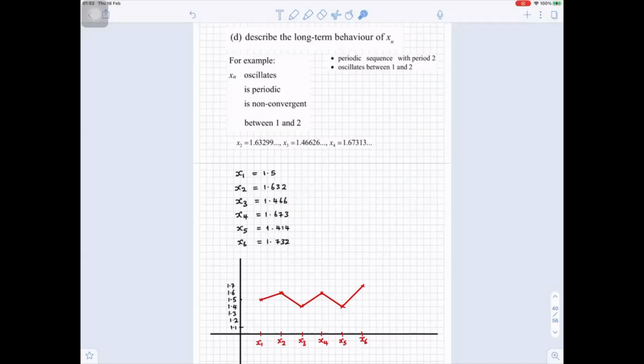So it goes 1.5 to 1.6, comes to 1.4, goes to 1.6, comes to 1.4, goes to 1.7. So you can see it's oscillating, and it's periodic, and it's between 1 and 2.